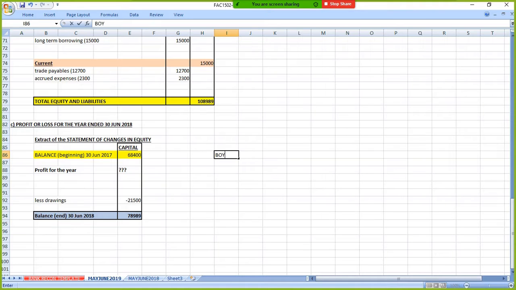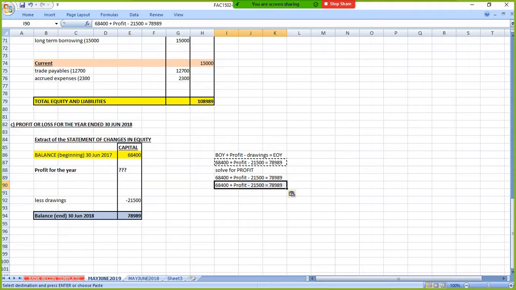Income minus expenses. Beginning of the year plus profit minus drawings equals end of the year. Substitute. Beginning of the year, 68,400. Profit unknown. Drawings known. End of the year known, 78,989. Solve for profit. How do I solve for profit? Leave the profit on the left. Take everything else to the right.